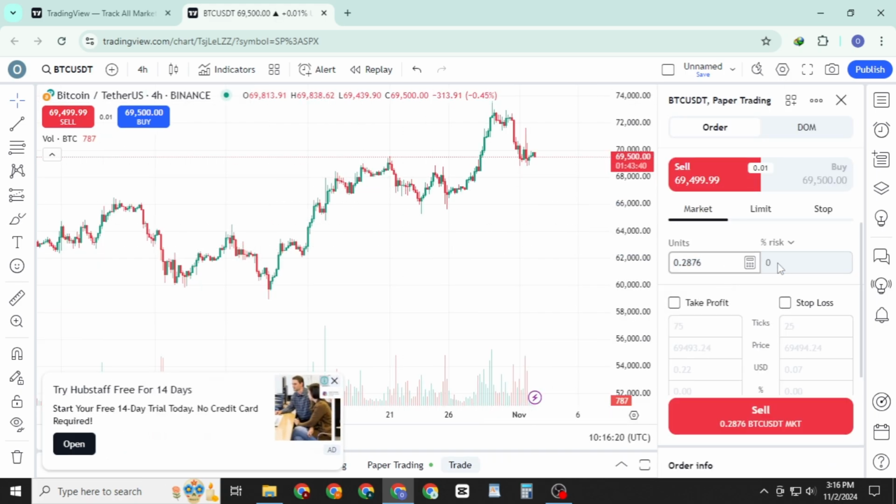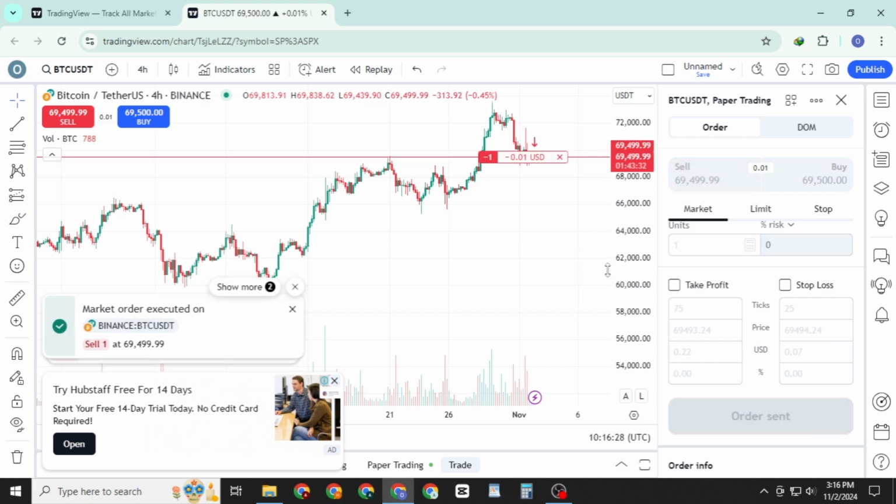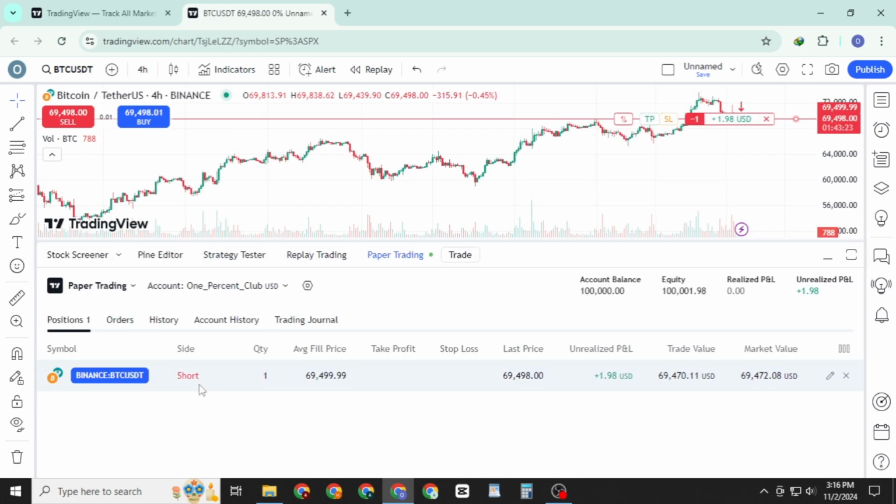Here, enter the amount you want to sell. Like I want to sell 1 BTC, so simply I will put that amount and press Enter, and my trade will be executed. You can see all your trade information here, like price, profit, loss, market value, purchase value, etc.